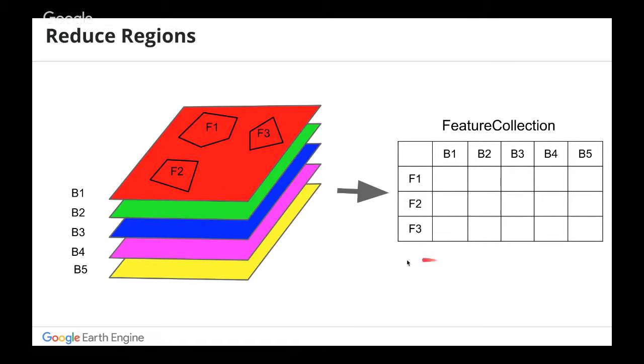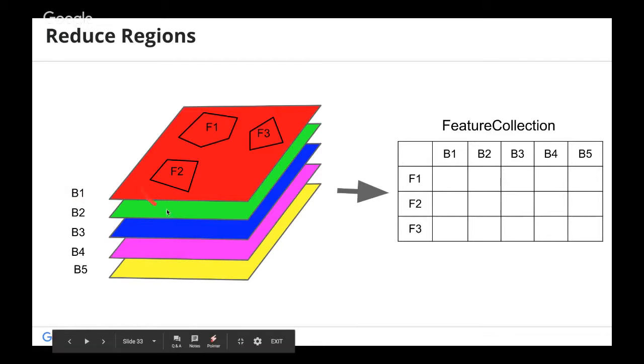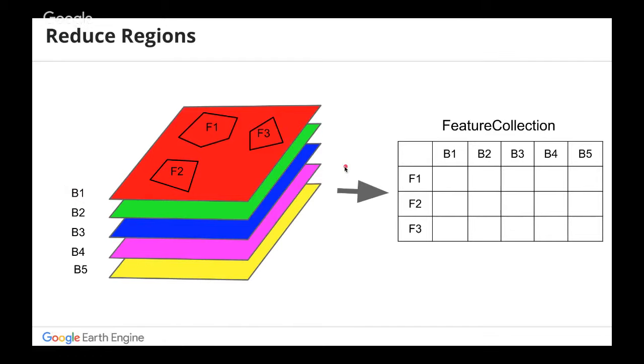You can reduce regions, so this is getting the mean pixel value into all these polygons. These might come from a Google Fusion table or a shape file that you've uploaded to Earth Engine. You can upload shape files directly. And then if each row is a feature here, what you get out are more attributes. Specifically, you get an attribute for each band in the image.